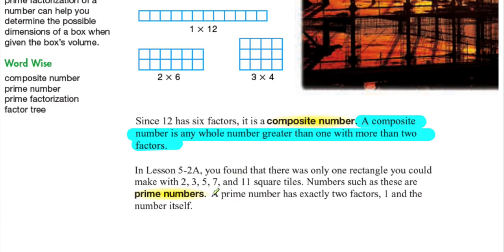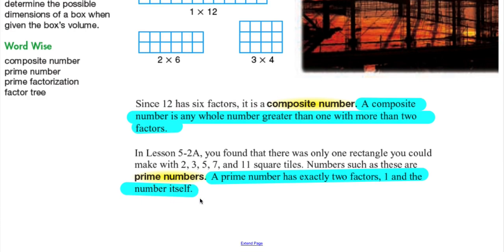Definition of a prime number, again, write this down. A prime number has exactly 2 factors, 1 and itself. A prime number is also a number greater than 1. And you might ask why 1 is not a prime number: the definition says exactly 2 factors, and 1 has only 1 factor.